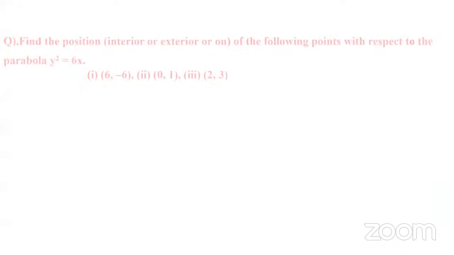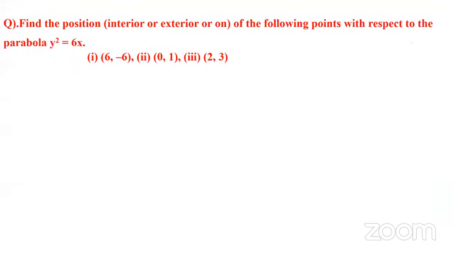And these are the notations. So now find the position. Now a related problem for that one. Find the position, interior, exterior or on the parabola, of the points with respect to the parabola y square equal to 6x. You just have to substitute the given values. Given the points: first one P(6, minus 6), second one (0, 1), third one (2, 3). Just substitute the values.